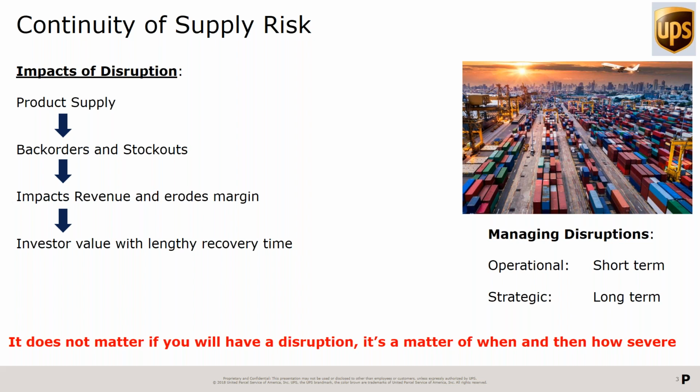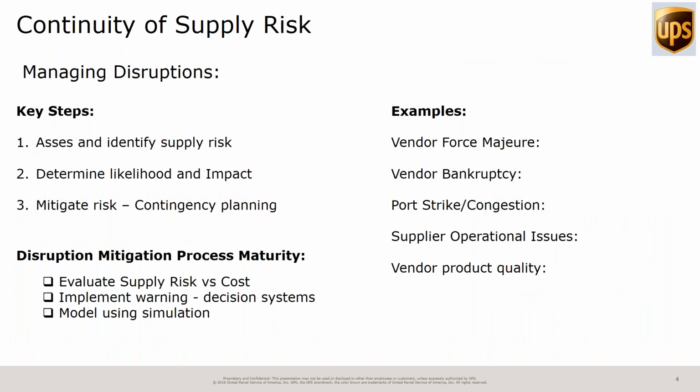It doesn't matter if you will have a disruption. It's a matter of when and how severe, and then what we can do in order to mitigate the disruption. So managing disruptions can be looked at as an operational level, which is short-term, as well as strategic, which could be long-term as well. And the key steps of disruption management would be to think in terms of assessing and identifying the risk, determining the likelihood and impact, as well as mitigating the risk and contingency planning.